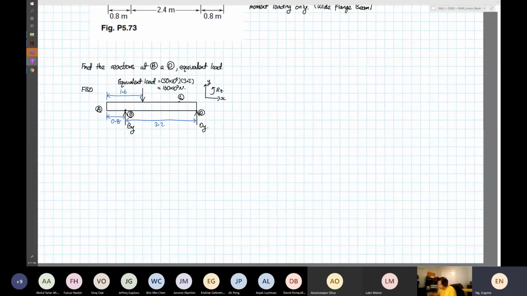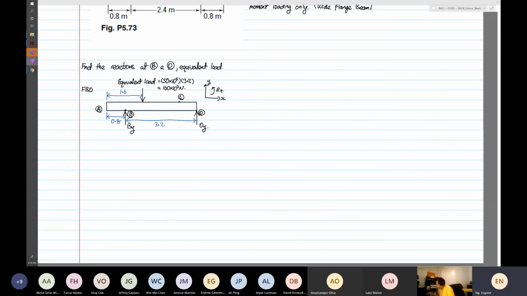So the first thing we're going to do, as I mentioned before, is find the reactions at point B and at point D. So we are going to take moment. I mentioned moment about Z. I'm going to take my moment at point B, and the whole thing will be equal to 0.